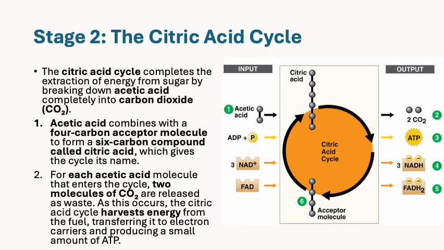The citric acid cycle completes the breakdown of the fuel. Acetyl coenzyme A combines with a 4 carbon molecule to form a 6 carbon compound called citric acid. As this cycle proceeds, carbon atoms are removed and released as carbon dioxide. For each acetyl coenzyme A that enters, two molecules of carbon dioxide are released as waste. During these reactions, energy is harvested and transferred to electron carriers. A small amount of ATP is produced directly, but most of that captured energy is stored in NADH and FADH2.